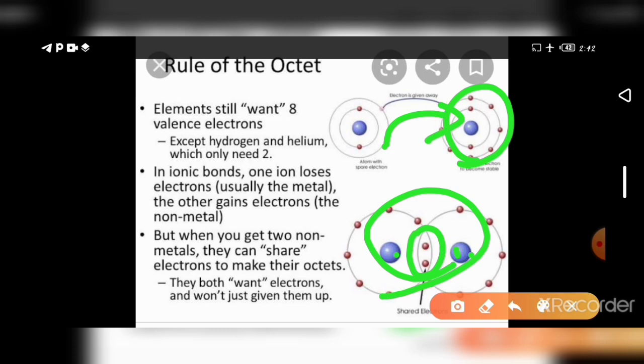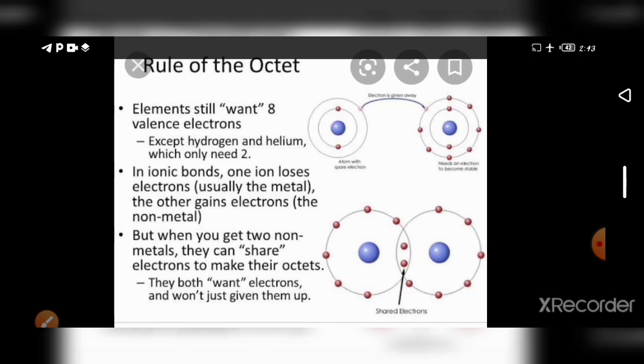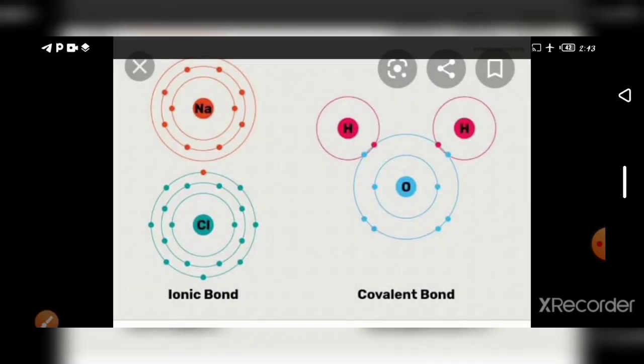When you have 2 nonmetals, they can share the electrons to satisfy the octet rule. They both want electrons and would not just give them up. So both want the electrons: either one loses and the other gains, or otherwise they share the electrons. Loss or gain forms an ionic bond. Sharing the electrons forms a covalent bond. Okay, see here, ionic bond and covalent bond.